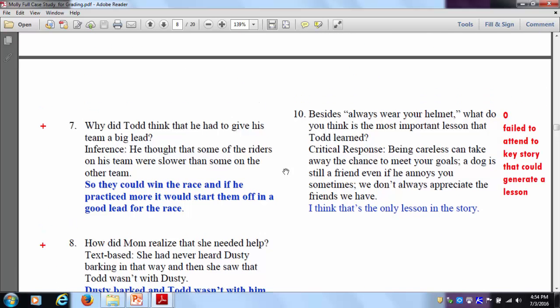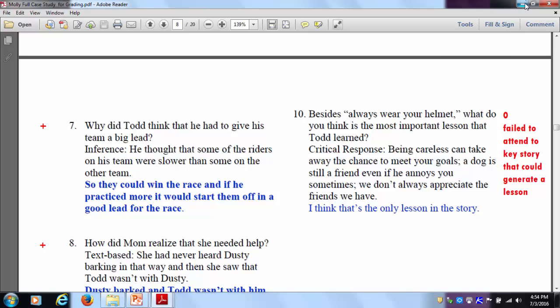Another powerful one. But now here we go. Besides, always wear your helmet. What do you think is the most important lesson Todd learned? All right, there were lots. You should be careful that you're not careless. There was some beautiful thinking here. He ignores that all and doesn't generate a lesson. So that is a 0.